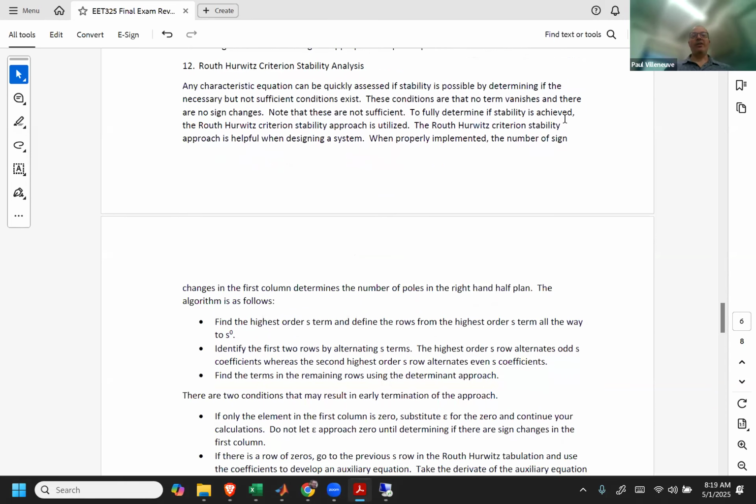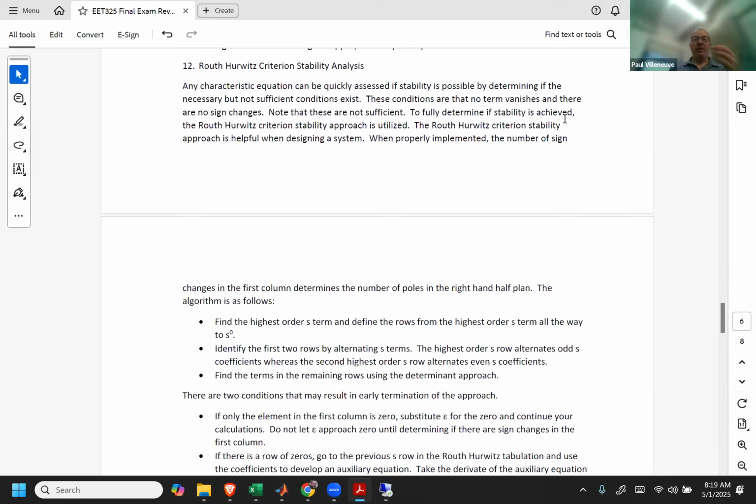Then we did Routh-Hurwitz, and when we introduced Routh-Hurwitz, the question was, why bother? Why do Routh-Hurwitz at all? Because I can use my calculator, I can use MATLAB to give me the roots. Well, you can't use your calculator or MATLAB if you have coefficients that are undefined.